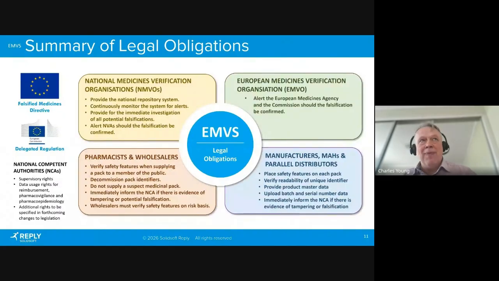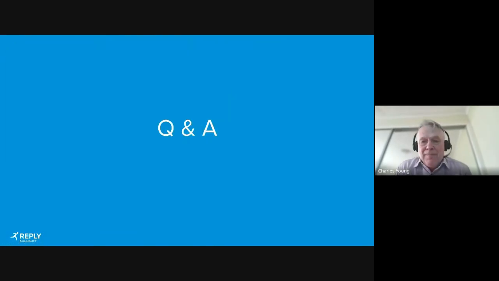So NCAs have the widest, these are the medicine regulatory authorities. They can use the data in the system for a wider range of purposes, including reimbursement, pharmacovigilance, pharmacoepidemiology, and there's further changes to the law which will open that up additionally for national and European-wide use of data for shortage detection, for example, and that's coming down the line. Okay, so I hope at a breakneck speed that gives an idea of the MVS. And so, yeah, question and answer.